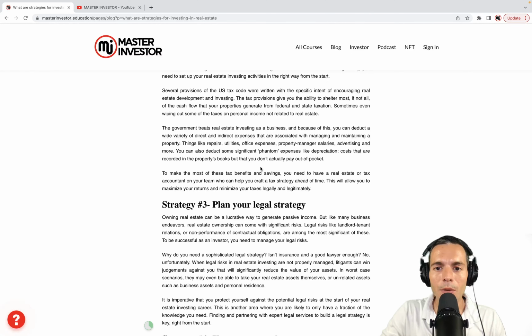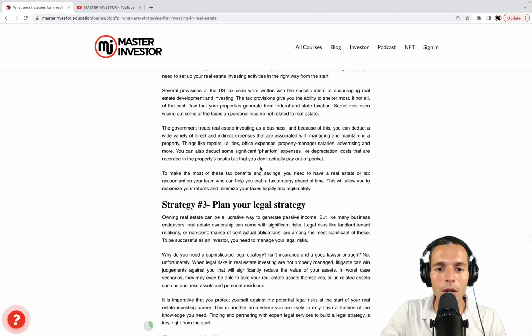The tax provisions give you the ability to shelter most, if not all, of the cash flow that your properties generate from federal and state taxation, sometimes even wiping out some of the taxes on personal income not related to real estate. The government treats real estate investing as a business, and because of this, you can deduct a wide variety of direct and indirect expenses that are associated with managing and maintaining a property. Things like repairs, utilities, office expense, property manager salaries, advertising, and more.